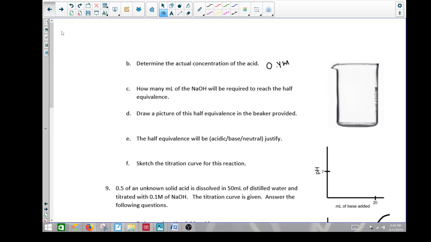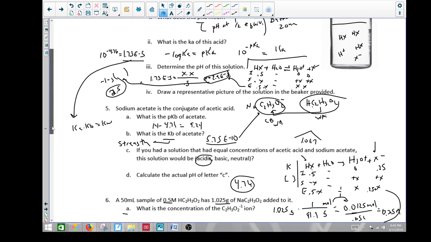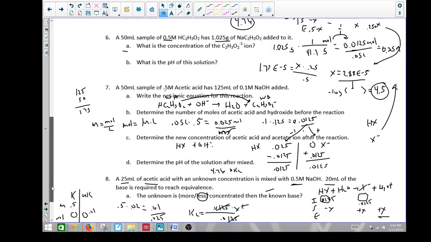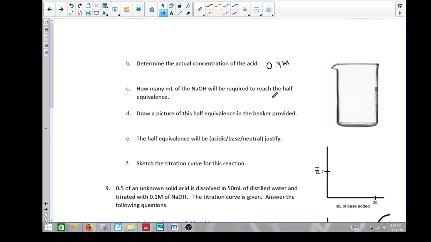See where our numbers were again. All right, so in this situation, we neutralized it. In 25 milliliters of acetic acid with known concentration mixed with 0.5 molar NaOH, it took 20 milliliters to reach equivalence. So 10 milliliters will reach half equivalency. So 10 milliliters is required for half of it, because 20 milliliters got all the way.